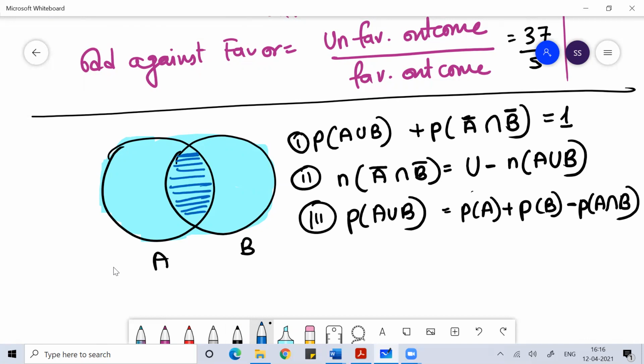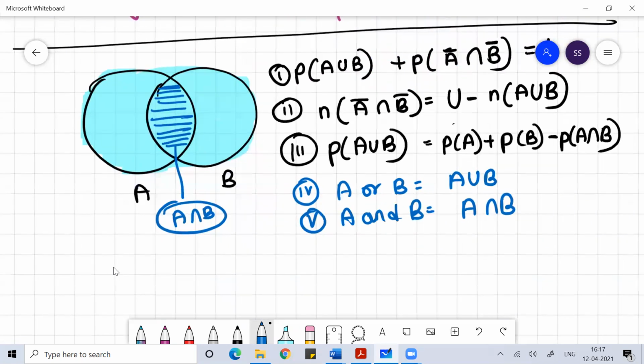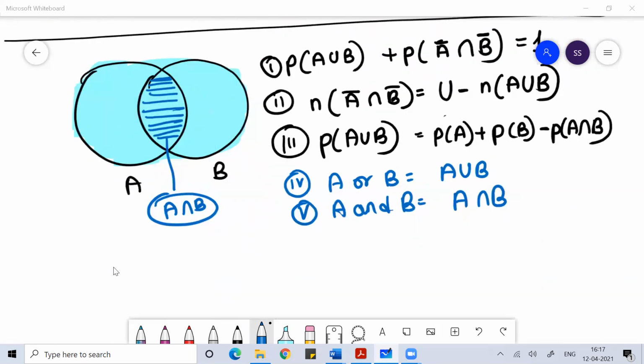The area which is common to them, we call it A intersection. You can understand A union B means A or B. So here you should know the term: if I say A or B, I'm talking about A union B. When I use the term A and B, it means both A and B together, and this I call A intersection. Keep that in your mind while solving problems.